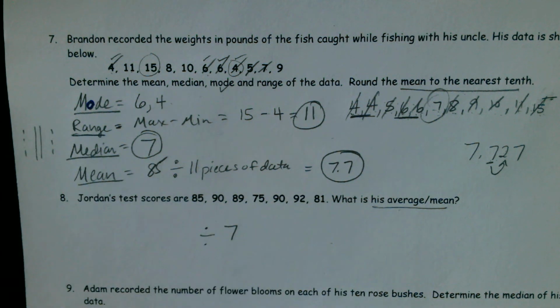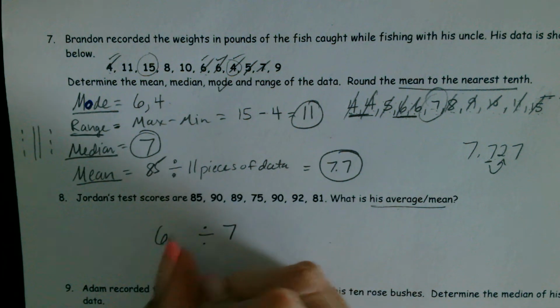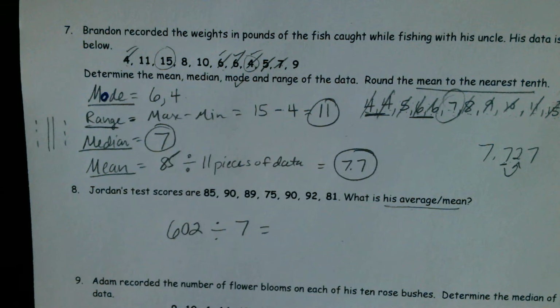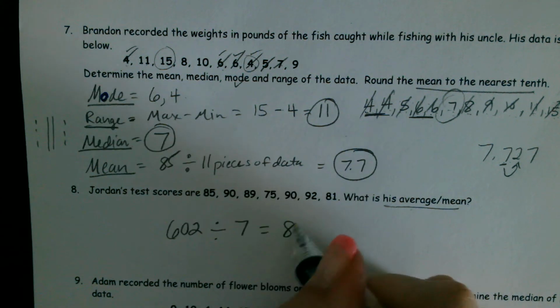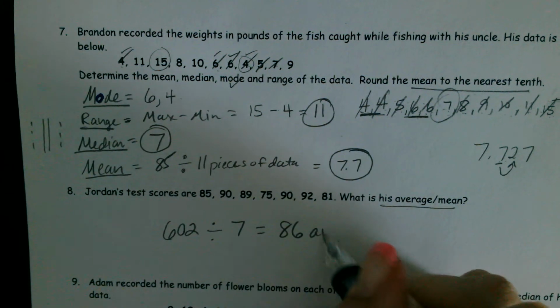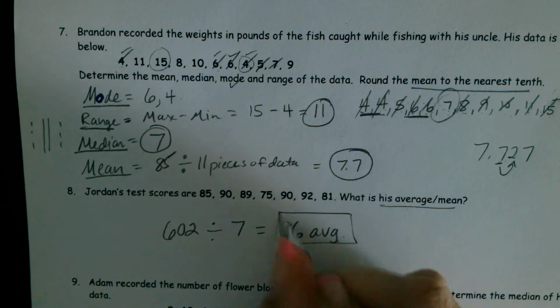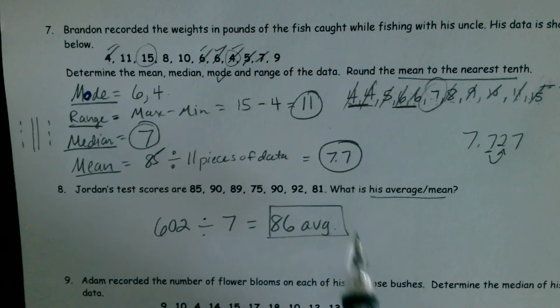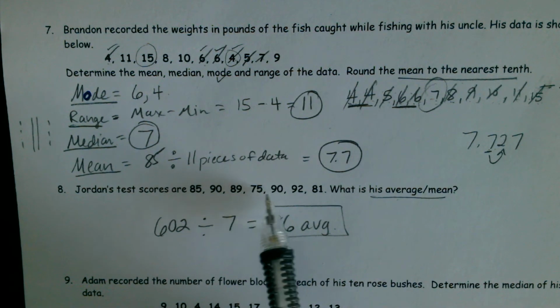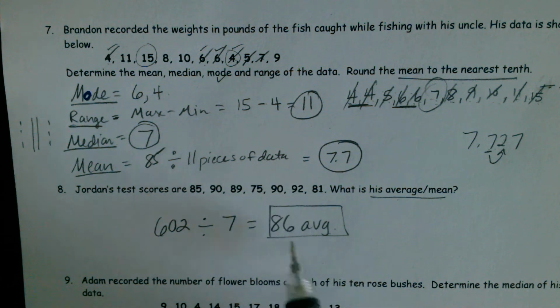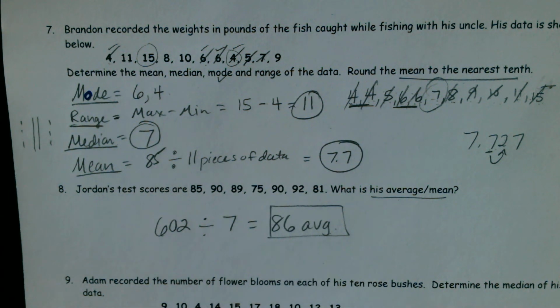I got 602. I'm going to divide by 7 and I got 86. So this is my average of 86. I got a little low one there. I've got a couple high ones. So it averages out to be 86. Again, double check. Make sure you have added correctly.